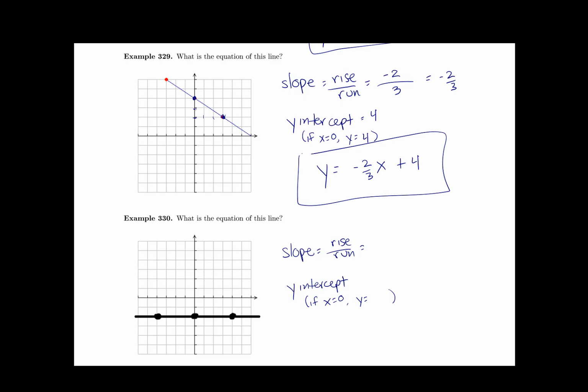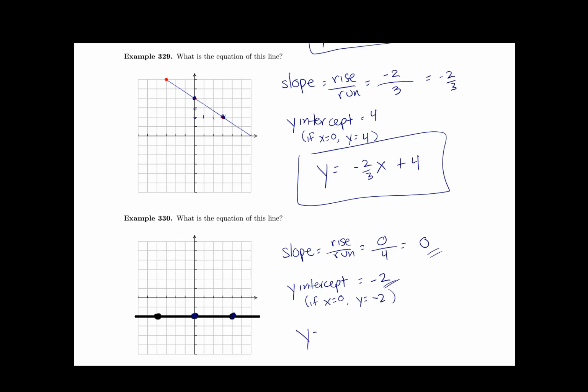And for our last example, when I look at this line, notice it seems to be flat. It's a horizontal line. So if I pick 2 points here, for my rise to go from here to here, I rose 0. I didn't actually go up or down at all. And I went over 1, 2, 3, 4. Now 0 divided by anything is just 0, so my slope is 0. And my y-intercept, well, when x is 0, y is -2. So my y-intercept is -2.